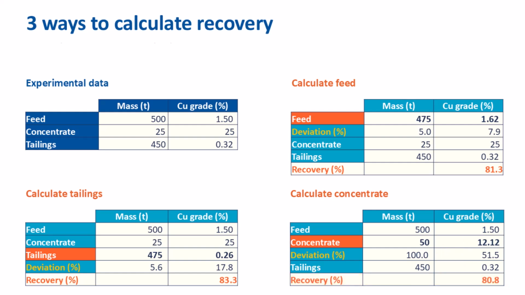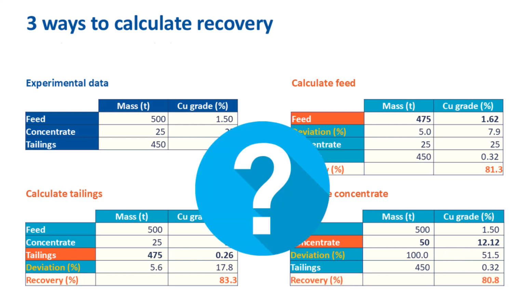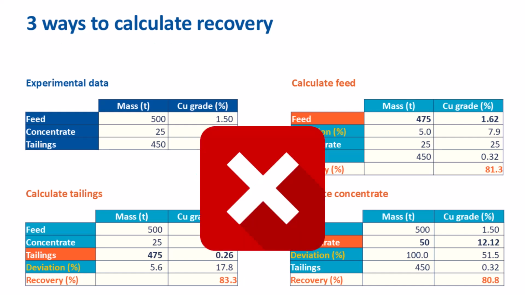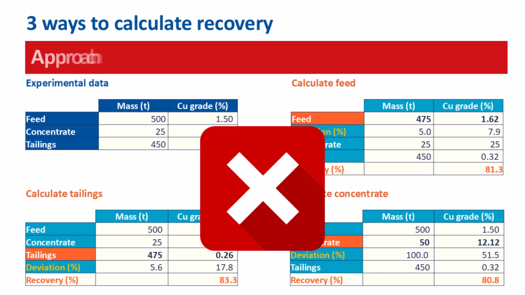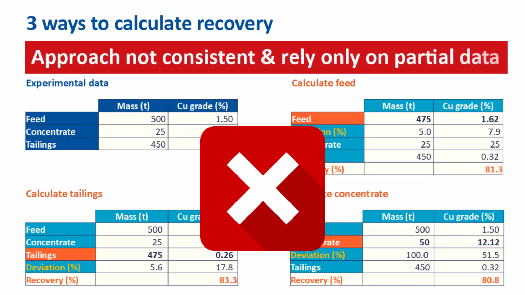We now have three possible recoveries and no basis for choosing the correct one. A production manager may be tempted to select the highest value, but this mass balance approach is not reliable nor consistent over time. Then it relies only on partial data.